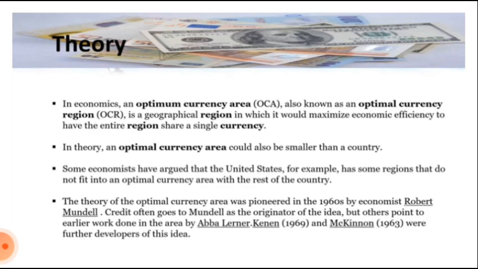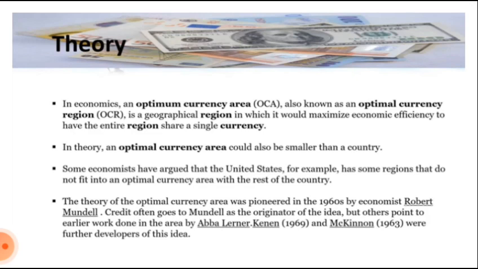One of the most interesting phenomena of the optimum currency area is that the entire region shares a single currency. From the perspective of the optimum currency area, the countries share a single currency. In theory, the optimum currency area could also be smaller than a country. At the same time, some economists have argued that the United States, for example, has some regions that do not fit into the optimal currency area with the rest of the country.